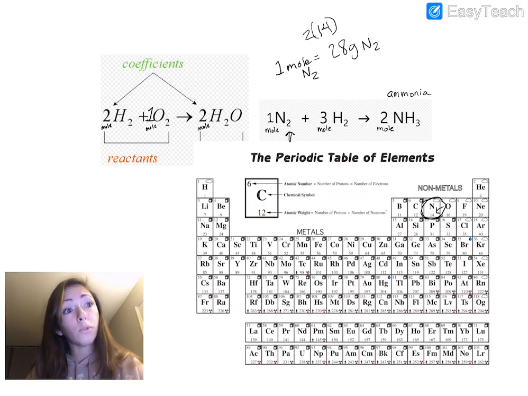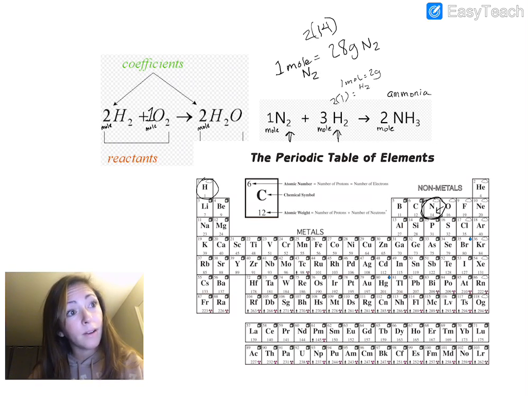Now, if I needed 3 moles, okay, so if I go over here and I find hydrogen, hydrogen gas is 2 hydrogens combined. So that's 2 hydrogens times 1, which is the atomic mass, equals 2. So 1 mole equals 2 grams of hydrogen gas. All right, so if I need 3 moles, I'm just going to say 3 times 2, which is 6.